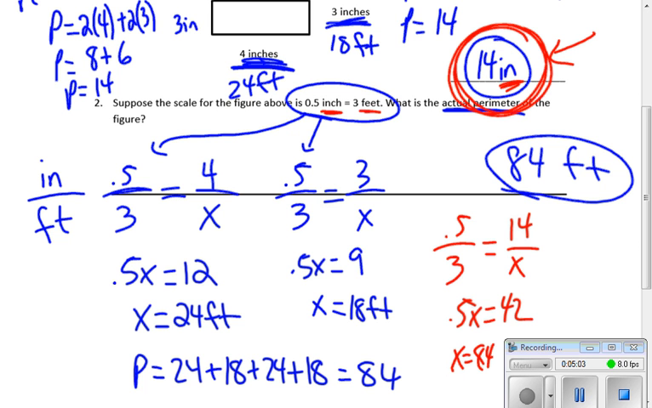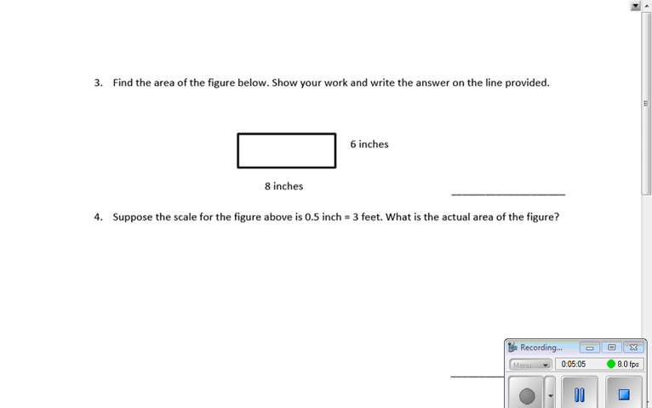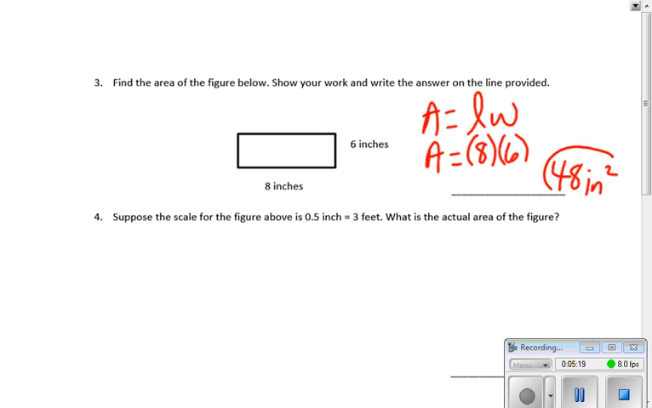Okay, next question. Find the area. Area of a rectangle is length times width. Area equals 8 times 6. So my area is 48. What unit? Not inches. Square inches, inches squared, because when you do inches times inches, you get square inches. So that's it for that one.